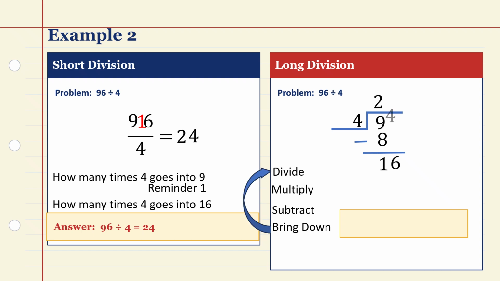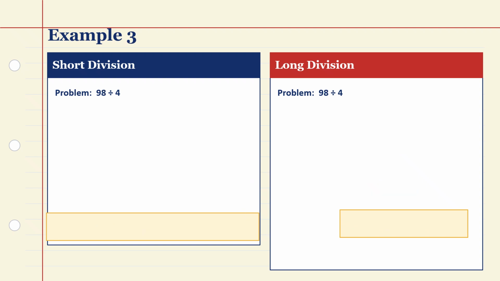16 divided by 4 is 4, because we repeat the steps. Multiply. 4 times 4 is 16. Subtract. 16 minus 16 is 0. And we don't have a remainder. Now, 96 divided by 4 is 24. Did you get that? Now let's have a look at a more difficult question.